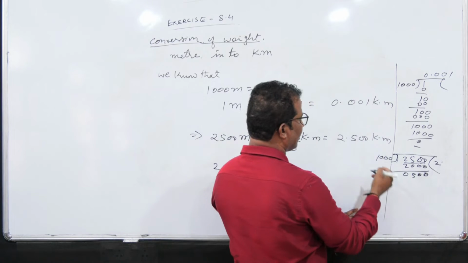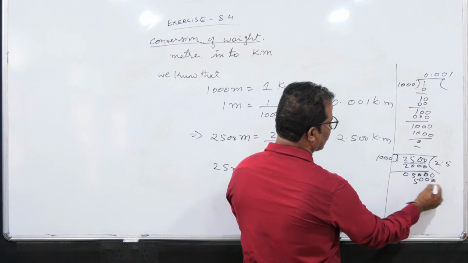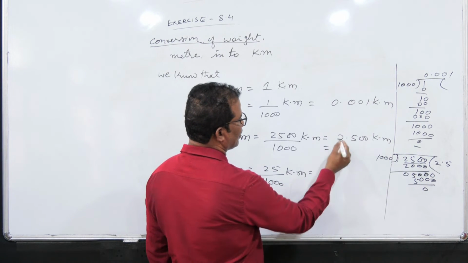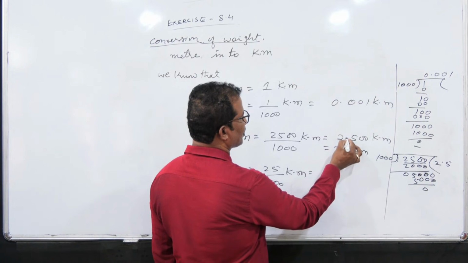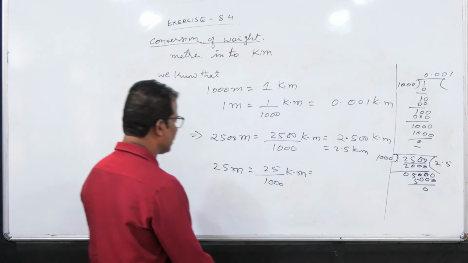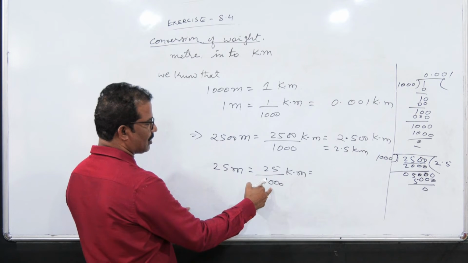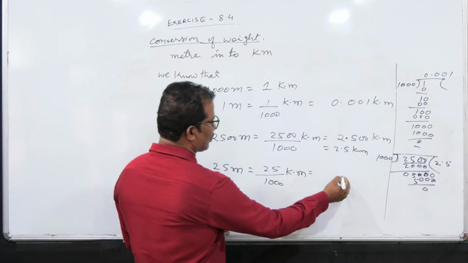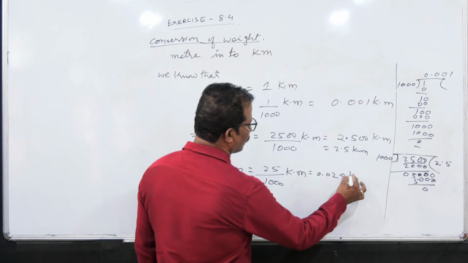We can put a point here, and we can add one more 0 here. So 1000 fives are how much? 5000. So how much did we get? 2.5. So this 2.500 will be equal to how much? 2.5 only, because after the decimal, last zeros we can omit, and write that as 2.5 kilometers only, like this. Similarly, 25 meters we have to convert into kilometer. That means we have to divide by 1000. 25 by 1000 only. So if we divide 25 by 1000, we will get how much? 0.025 kilometers.